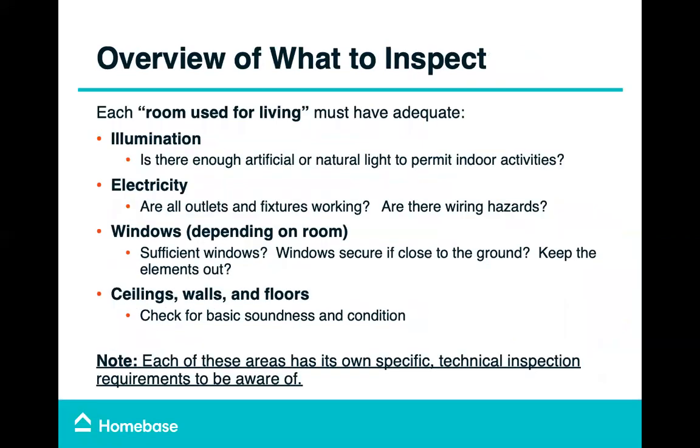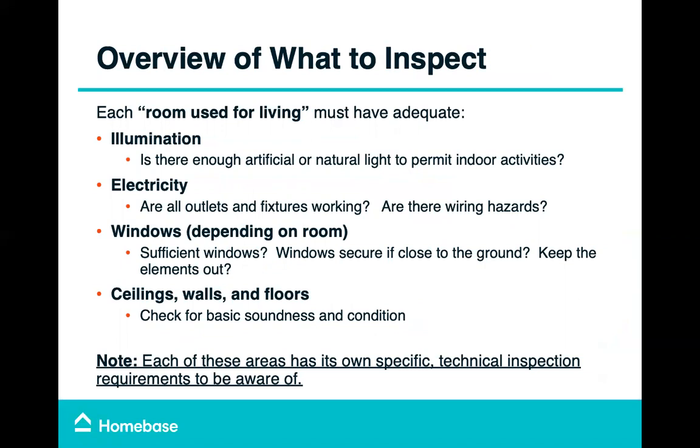Turning to the details of what you're going to need to inspect, HUD divides rooms up as rooms used for living and those not used for living. Rooms used for living are defined as those that are regularly used and readily accessible: bedrooms, living rooms, kitchens, bathrooms, hallways, staircases. An example of a room not used for living might be a garage or an unfinished attic.